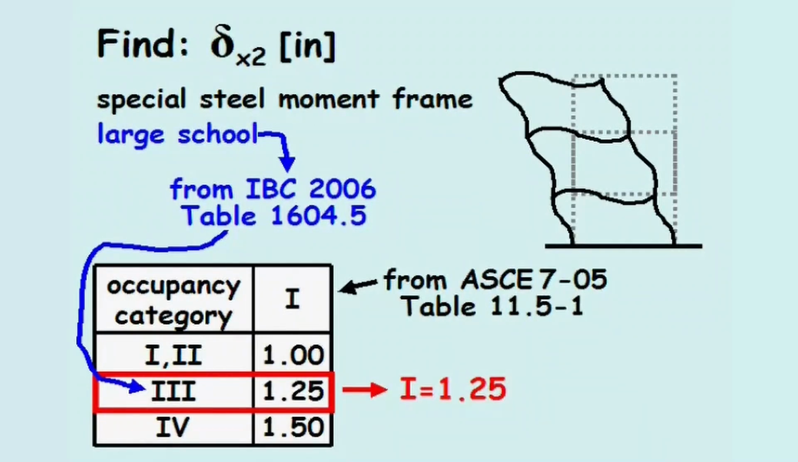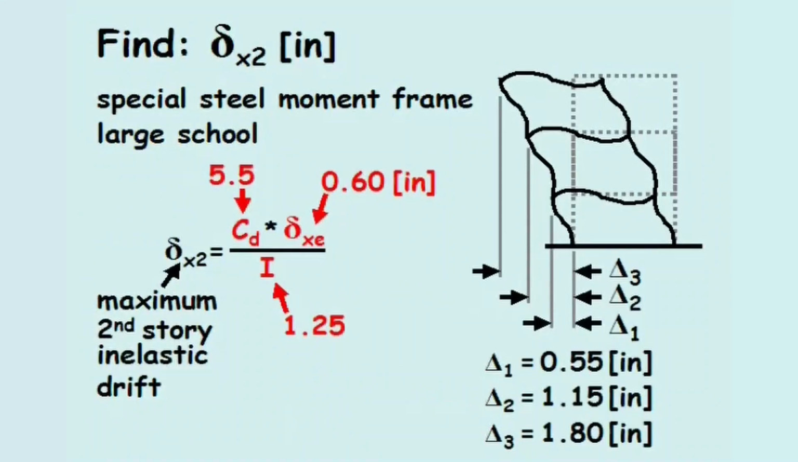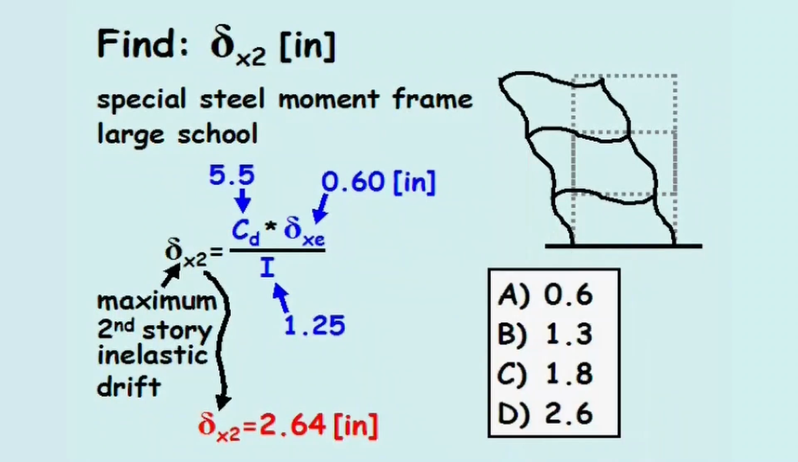Returning to the original equation and plugging in all the variables on the right-hand side, the maximum second-story inelastic drift equals 2.64 inches. When reviewing the possible solutions, the answer is D.